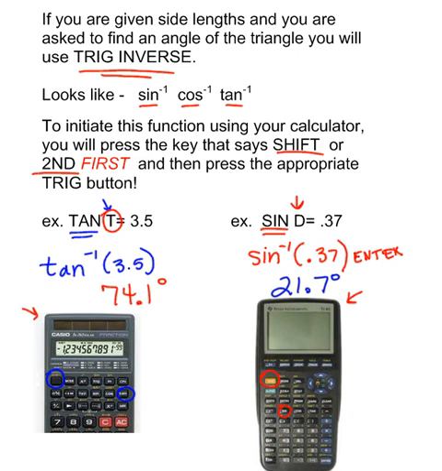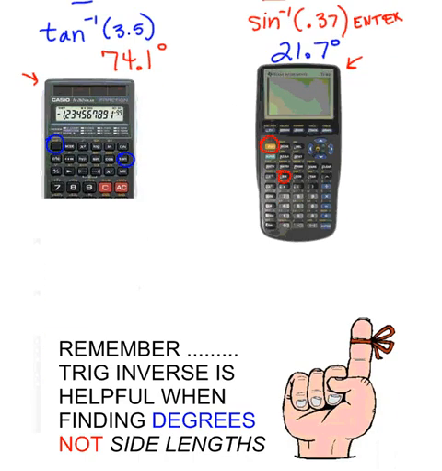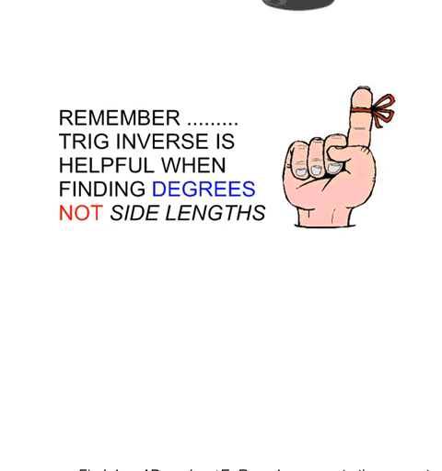Now the same will work for the cosine function as well. Again, we're using trig inverse so that we can figure out the degrees for these triangles. Let's get going into some problems. But first, remember this, that trig inverse is helpful when finding degrees, not side lengths. Let's get going.